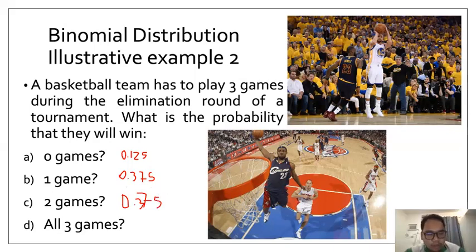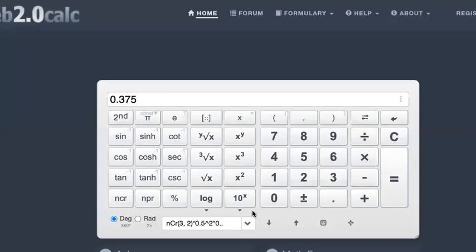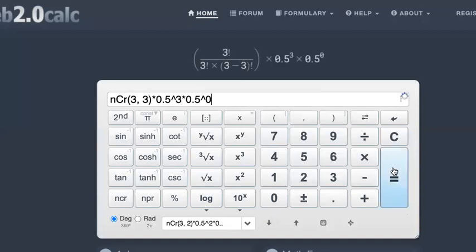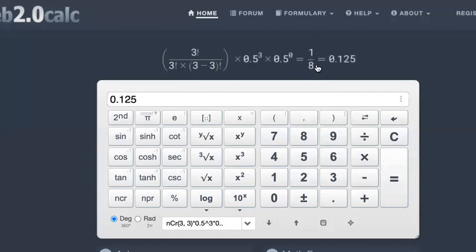Okay, and that's for the 2 games. Now, but for all 3 games, so again, the same procedure. We're just gonna make all the x's to be 3, and then we're good to go. Of course, the n minus x is going to become 0. So if you click enter, it's gonna give you 0.125, or here's the fraction form, right?